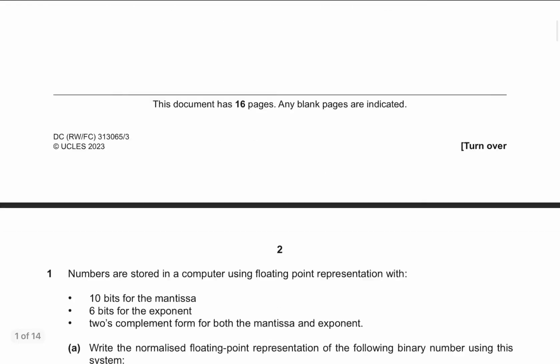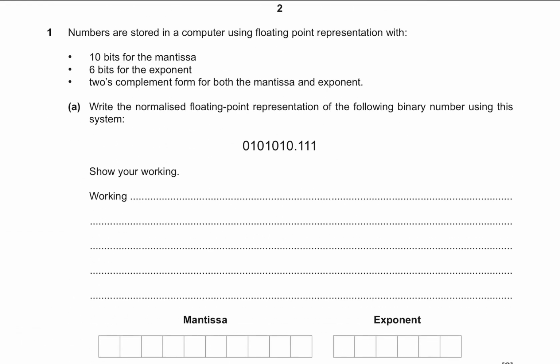Okay. So the first question says numbers are stored in a computer using floating point representation. In the question, it has already told you that there are 10 bits for the mantissa and 6 bits for the exponent. You need to apply the 2's complement for both the mantissa and exponent. Okay, you don't need to apply it, but it says so in the question.